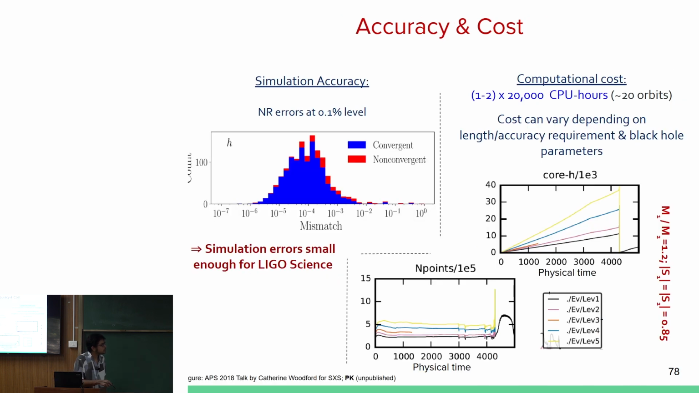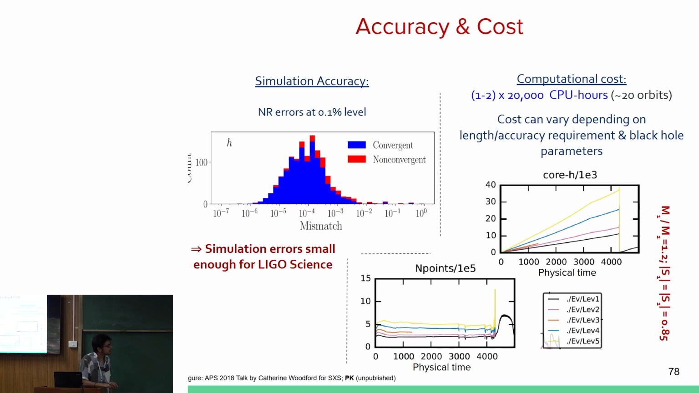Okay, how expensive are these simulations? Well, how accurate are these? There's a measure of accuracy called mismatch. It's a measure of accuracy in an integrated sense. You take your whole waveform, you can compare it with the true waveform and integrate the differences. And that approximately is what mismatch is.